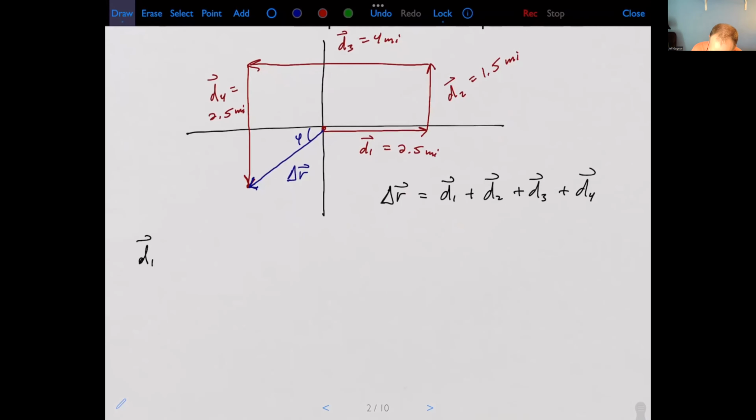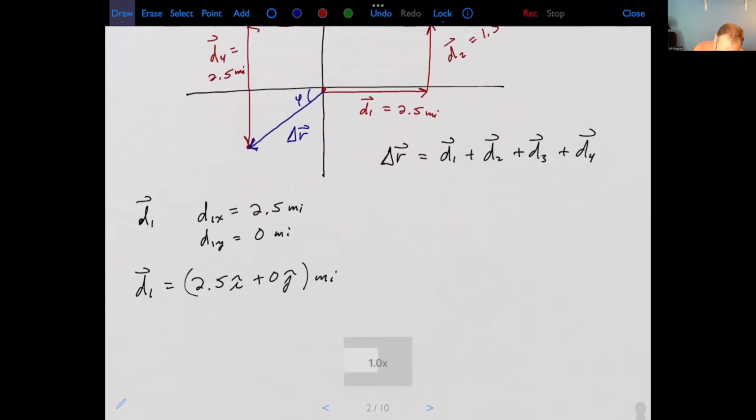In this case, it's a little bit easier though, because if you notice here, D1, that vector is pointing just to the right. So we know the X component, D1X, is simply going to be the entire magnitude and it's positive, right? 2.5 miles. And the Y component, D1Y, that's going to be 0. None of that vector is in the Y direction. It's all in the positive X direction. So actually, I can write D1 now as 2.5 I hat plus 0 J hat miles.